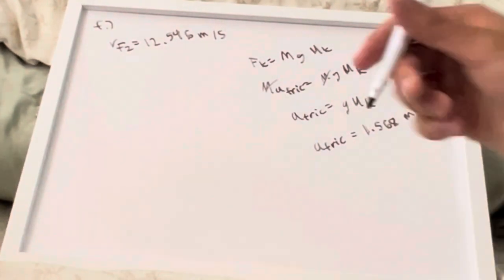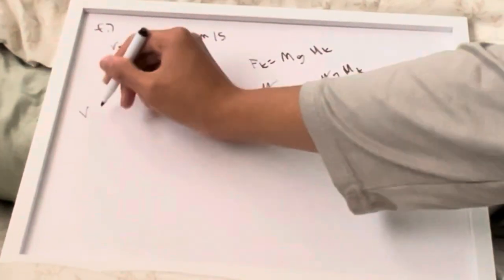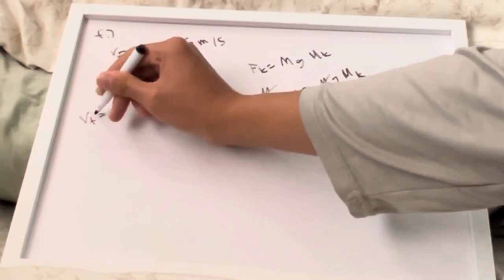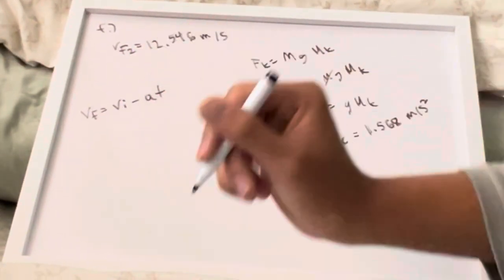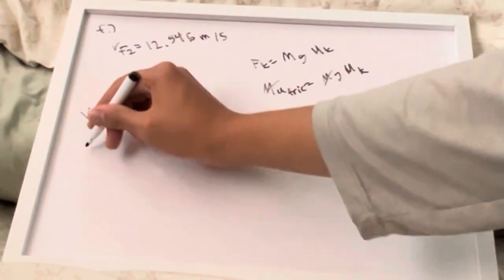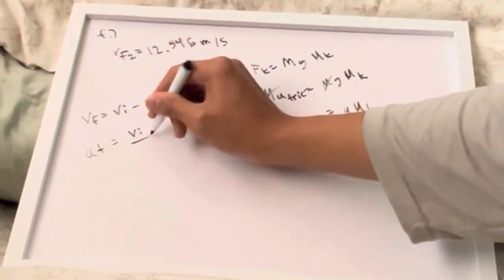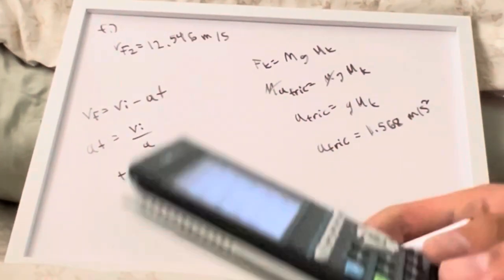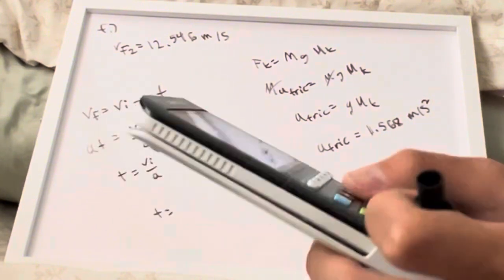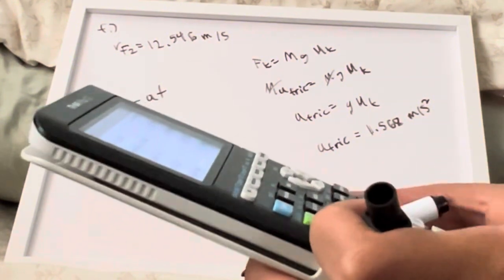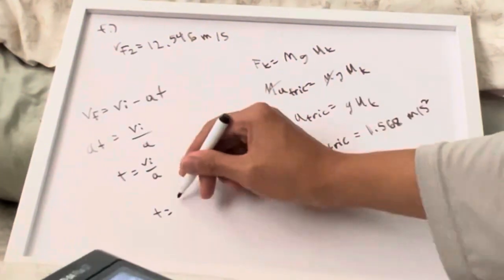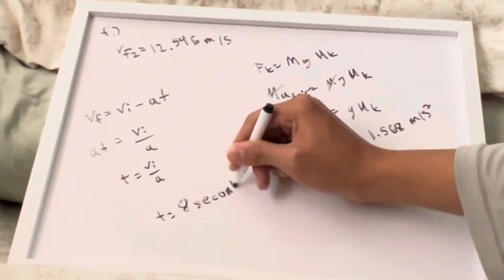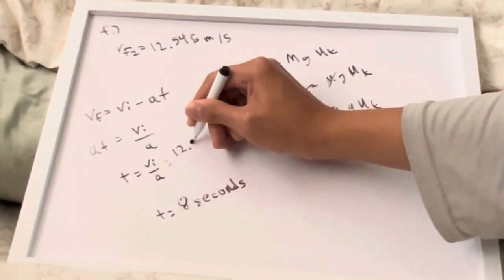So what I'm going to do now is VF is equal to VI minus AT. VF is going to be 0 because that's when the block stops. So AT is equal to VI, so T is equal to VI over A. Well, what is VI? The speed I found after the collision, 12.546. I'm just going to divide that by A, 1.568. And that gets me 8 seconds.